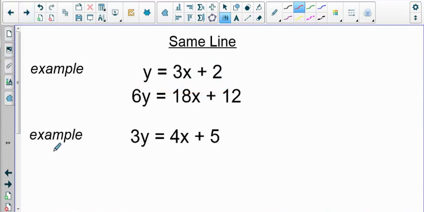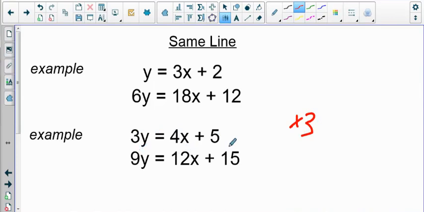All right, so here's your example. 3y equals 4x plus 5. Just make any line that is the same line as that one, that doesn't look like that, okay? All right, go ahead and pause. All right, so I picked 3. I just multiplied everything by 3, okay? 3 times 3 is 9, 4 times 3 is 12, and 5 times 3 is 15. So these are both the same line. And they would both simplify down to the same thing.